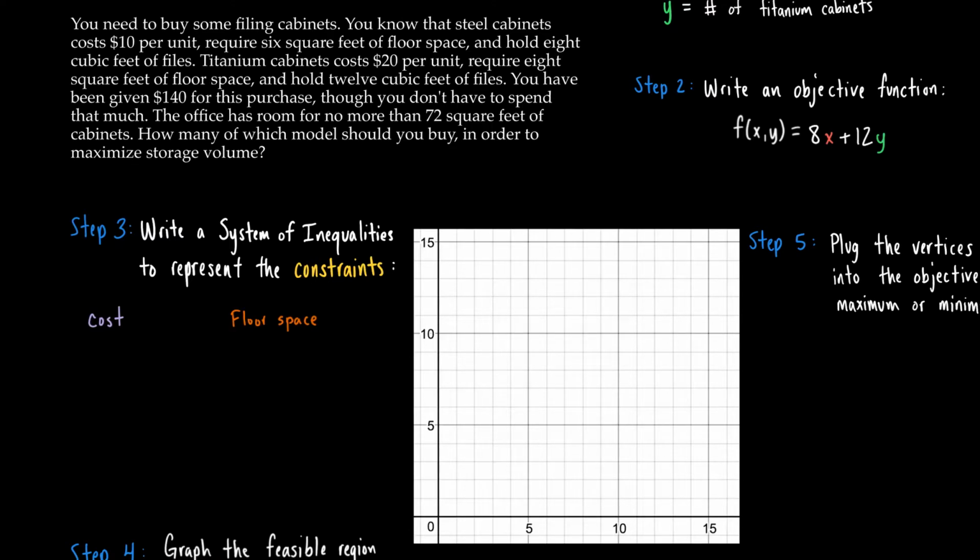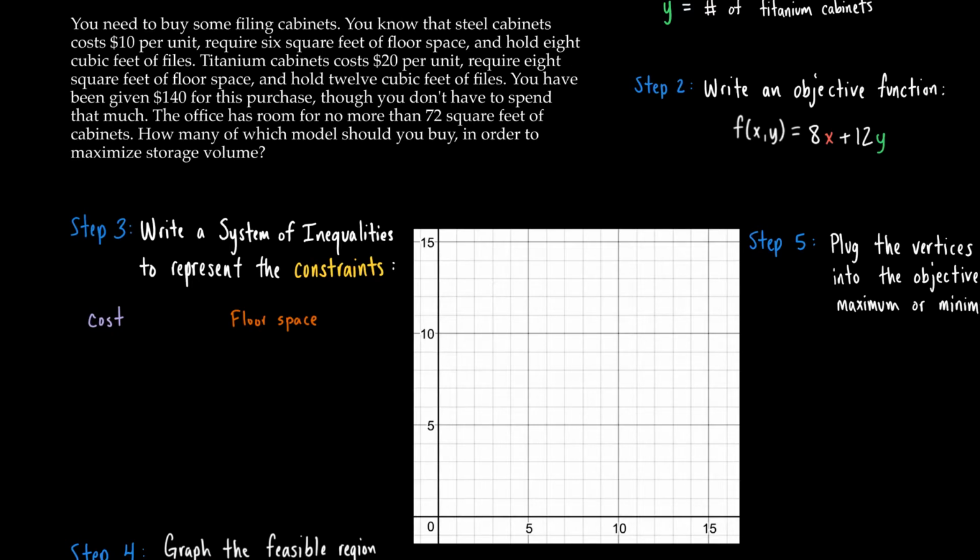Are there any other constraints that we need to work with? So we got money, floor space, the volume, hold 8 cubic feet of files. That's actually our objective function. That's what we're trying to maximize. So we're not limited on the amount of cubic feet or the volume.